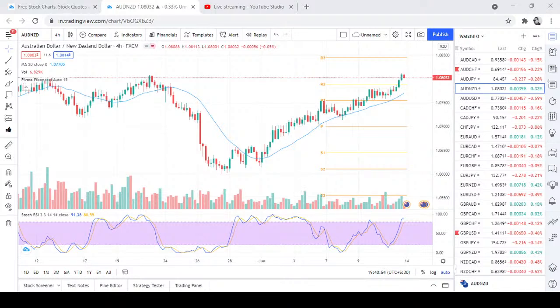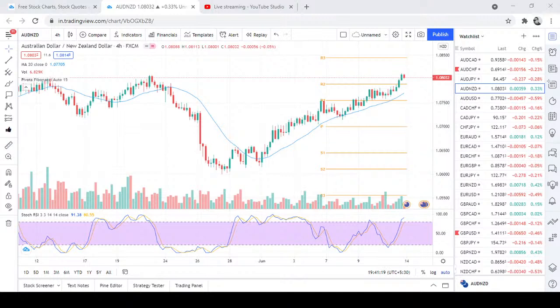Right now you can see the stochastic RSI in the overbought zone. So wait for the stochastic RSI to come down to the oversold zone, because if you buy here, as we all know, the market never goes up like this. The market generally moves up and down in a zigzag pattern. So if you buy at this price, and it comes down to take rest, then your heart will beat faster, you will be nervous.